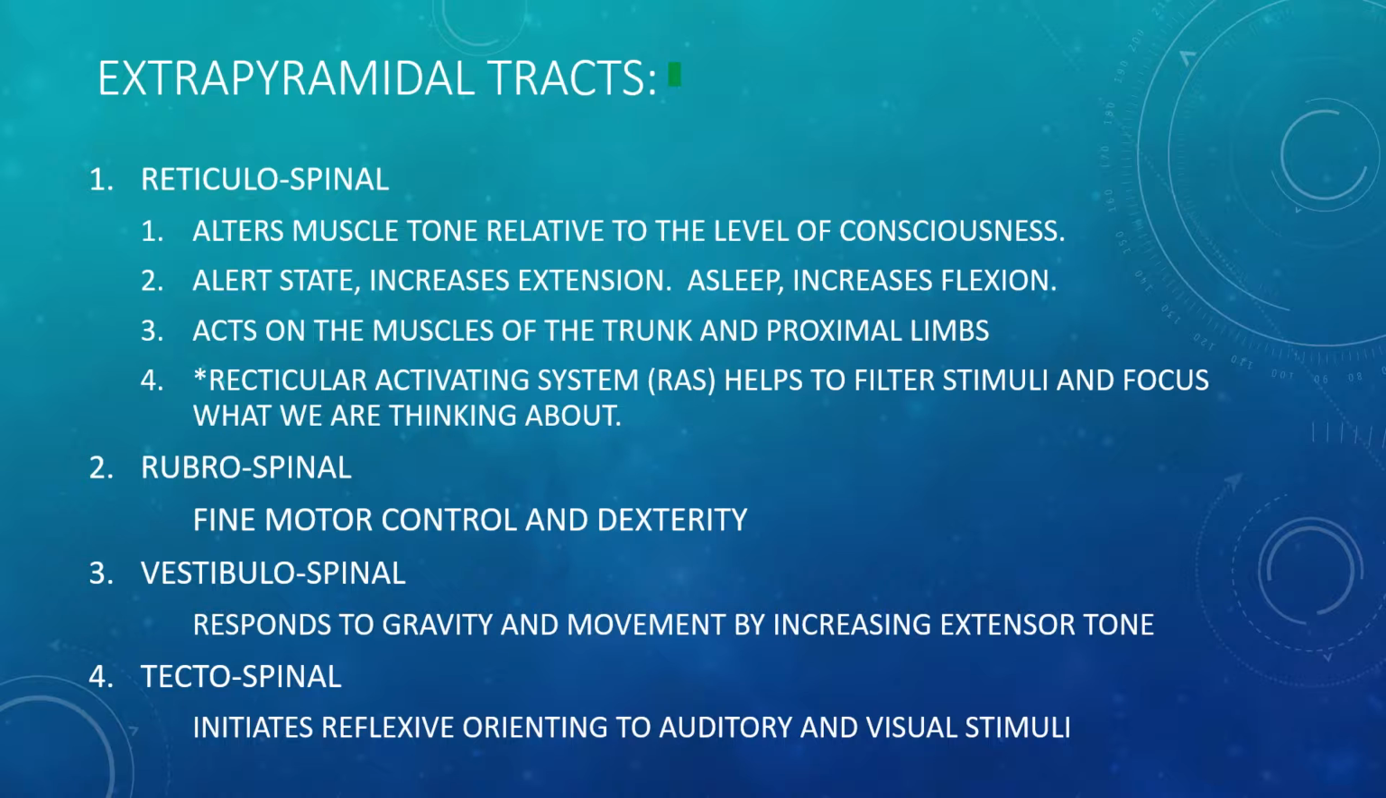So let's say a child has ADD. Could it possibly be a malfunction or misfunction of the reticulospinal tract or some component of it? So the rubrospinal tract goes through something called the red nucleus, and it is in charge of fine motor control and dexterity.